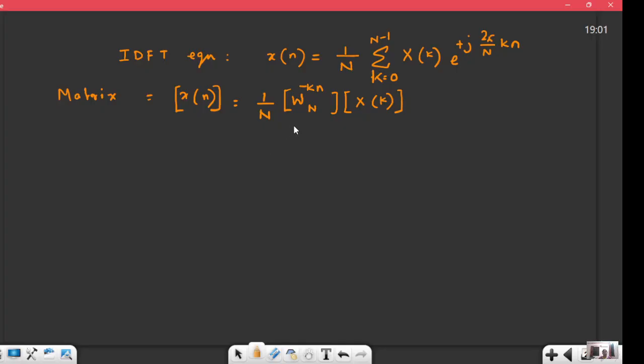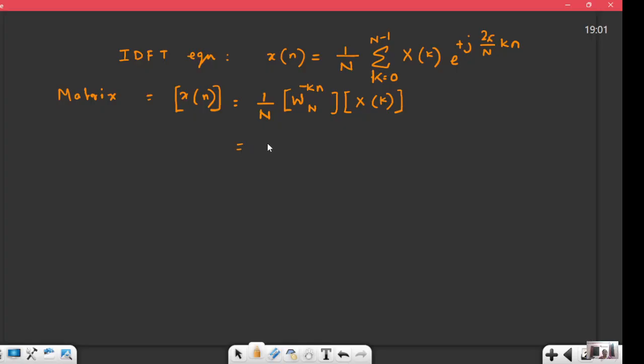Now let us see, since the Twiddle factor matrix is a symmetric matrix, the inverse of the matrix is very easy to find out. All the complex numbers are replaced by the complex conjugate.